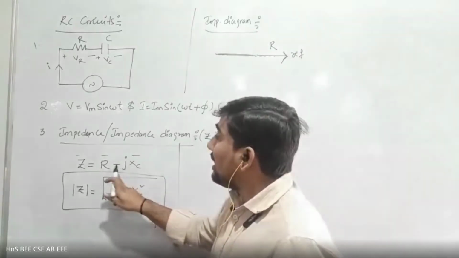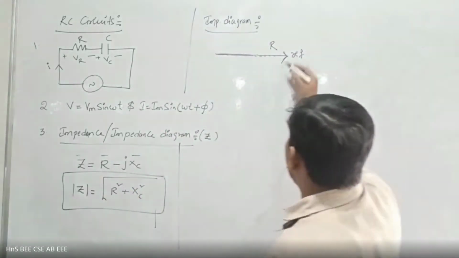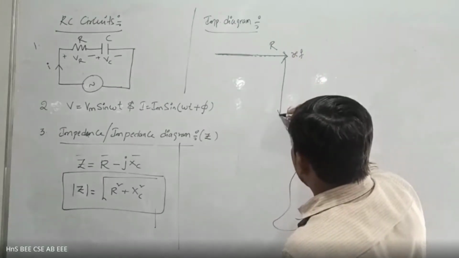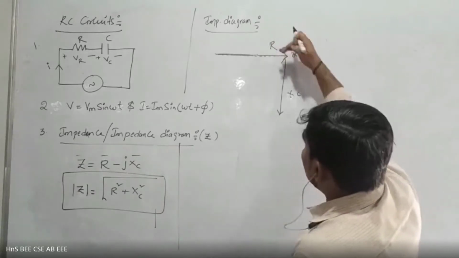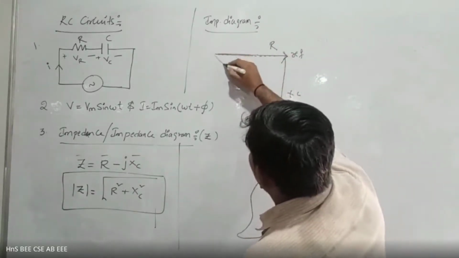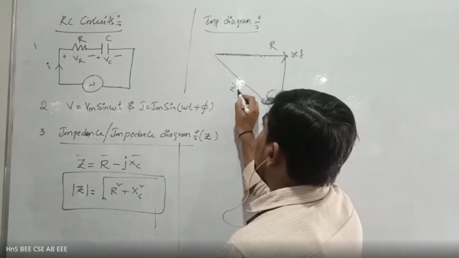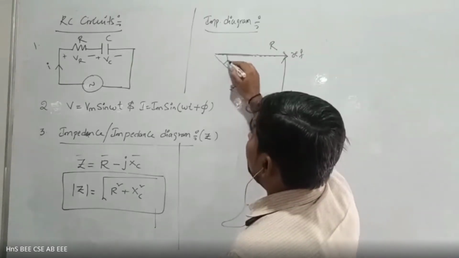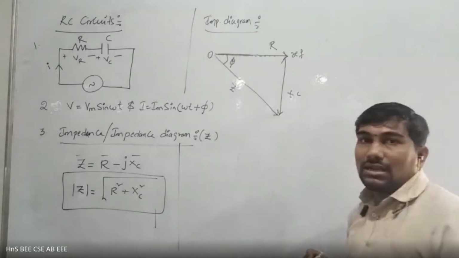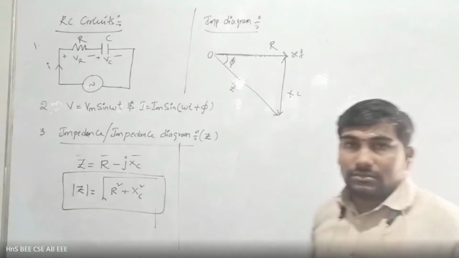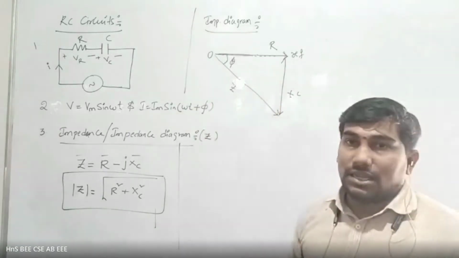What is the sign of XC? Minus is nothing but the negative portion. This is the negative portion. This is called XC. Now the combination of resistor as well as XC gives some impedance, that is equal to Z. Now this is the angle between resistor as well as XC. This is the total impedance diagram of RC circuit.